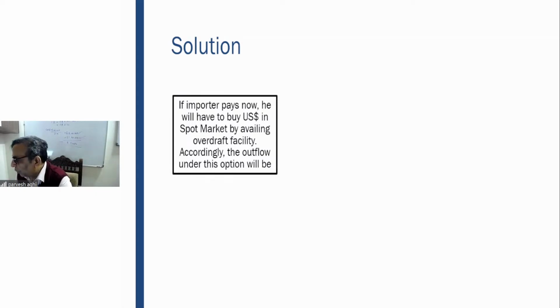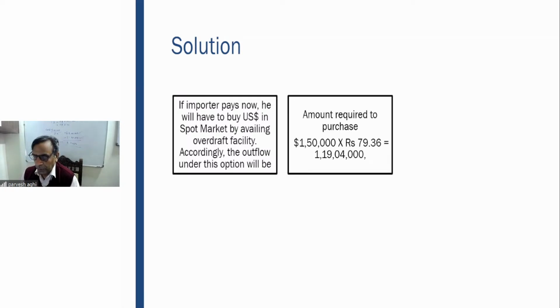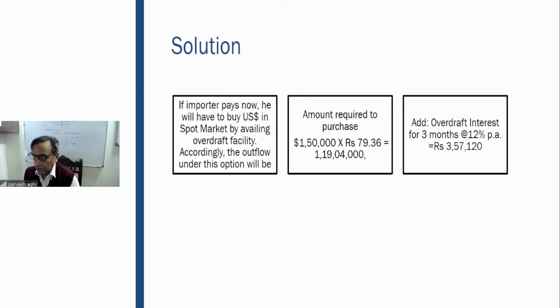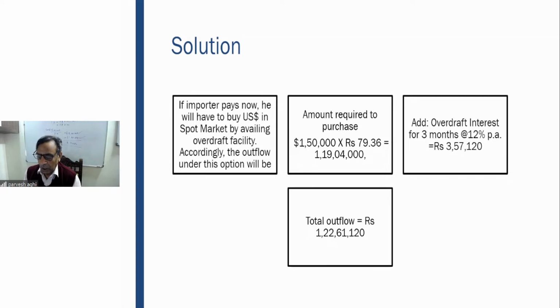In case you have followed, let me know. The only important thing is to understand. So amount required to purchase 1 lakh is this. Overdraft interest is 3,57,000. So total outflow in case of an overdraft will be this.